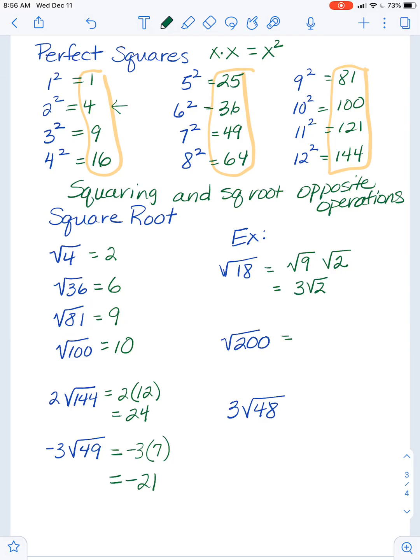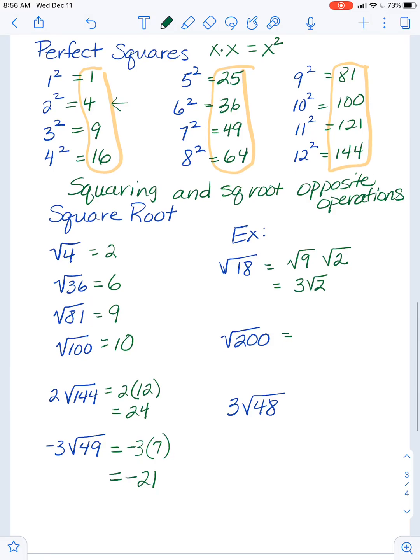Next, the square root of 200. Which one of those numbers will go into 200? Again, when you look at it, 4 will go in, 25 will go in, but I want the biggest, so I keep going up the list until I get to 100, and I know 100 times 2 is 200. So the square root of 100 is 10, and then I have the square root of 2 left. This is the easiest way that I have found. Now, some people do a prime factor tree, and that is fine also. But this is definitely going to save you time if you can just pick out which one goes into it.